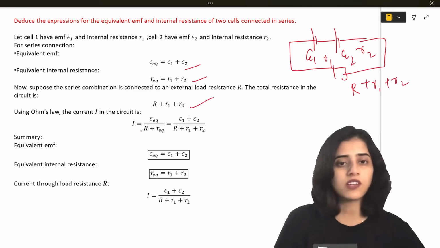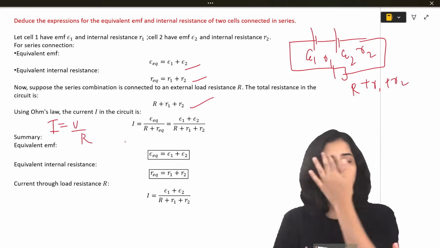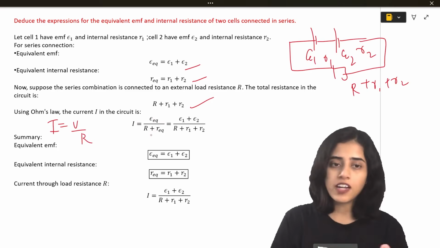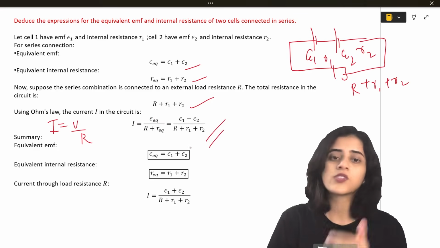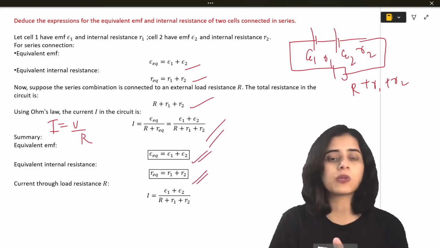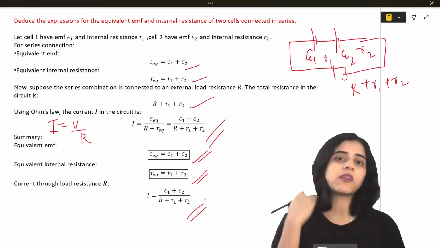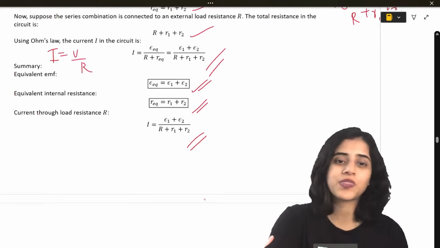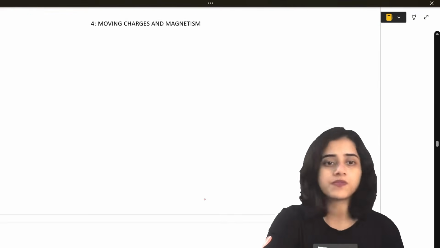That is what is given here. And from Ohm's law, I is equal to V by R. What's the total voltage here? It's the total EMF. So it will be E equivalent divided by the total resistance, R plus R1 plus R2. So from that you will get E equivalent is E1 plus E2, R equivalent is R1 plus R2, and I is E1 plus E2 divided by R plus R1 plus R2. Same thing for parallel is also important, students. So make sure you learn that as well.